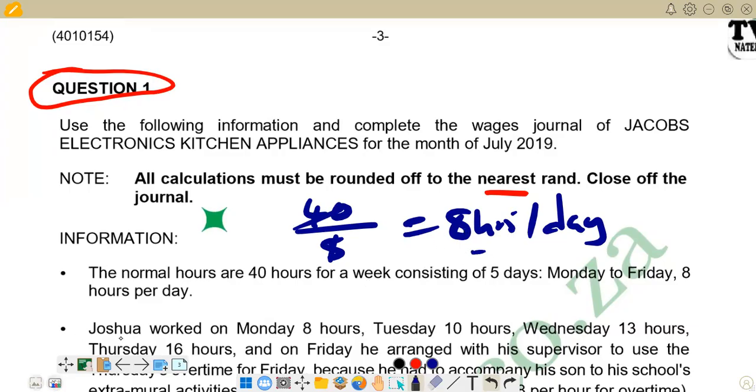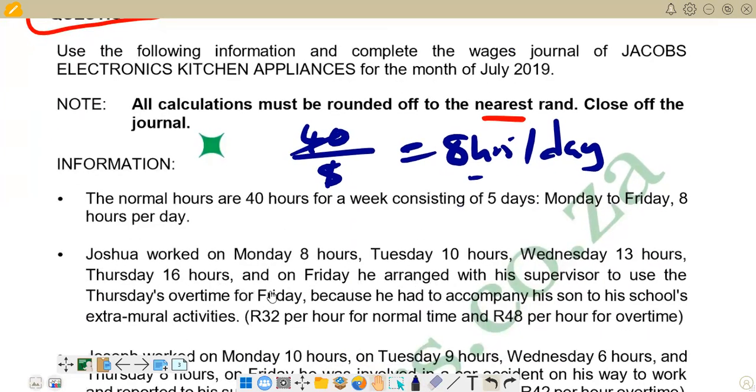Then second point, Joshua worked on Monday 8 hours, Tuesday 10 hours, Wednesday 13 hours, Thursday 16 hours, and on Friday he arranged with his supervisor to use the day as overtime, because he had to accompany his son to his school's extramural activities. And in the brackets, we are told that 32 rands per hour for normal time is the rate, and then 48 rands per hour for overtime. So very important, these rates are only applying to Joshua.